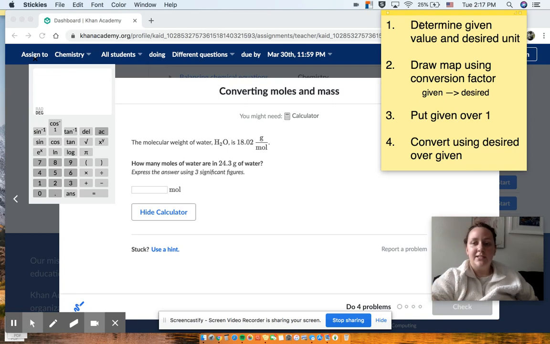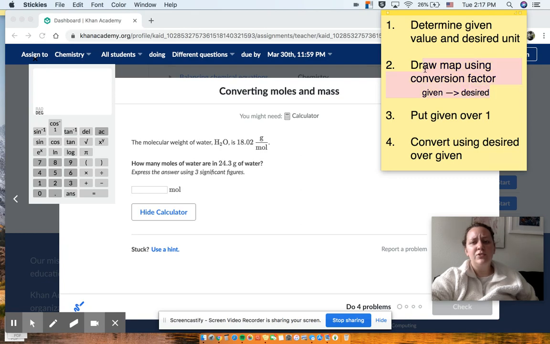First step is going to be to determine what our given is, our given value, what they give us in the problem, and then what our desired ending unit is, right? What we are trying to figure out, what the question's asking us. Then we want to draw our map using the conversion factor, which basically is how do we get from our given and go to our desired?